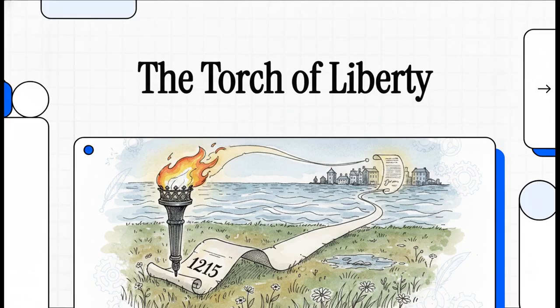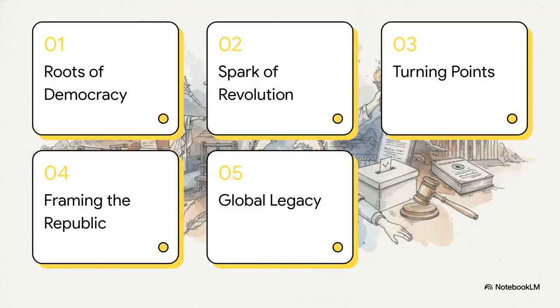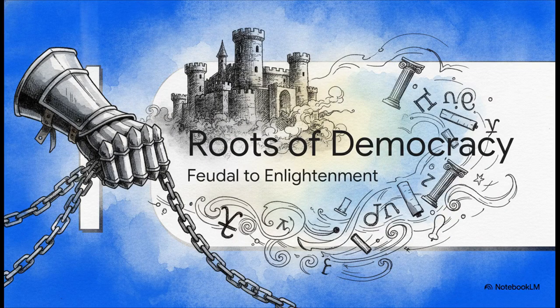Let's jump right in. Here is our roadmap for the journey. We'll be tracing an epic timeline covering the roots of democratic thought, the spark of revolution, the turning points of war, framing the new republic, and finally, a global democratic legacy. All right, let's kick things off with Part 1, Roots of Democratic Thought.